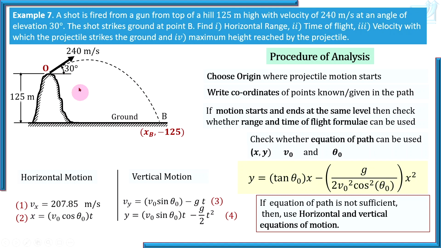So Vx is V0 cos theta 0, 240 cos 30, that is 207.85 meters per second. So x is equal to 207.85 into t. Vy, V0 sin theta 0, it is 240 sin 30, 120 minus 9.8 t. I have substituted the value of g as 9.8. And y is equal to V0 sin theta 0 t minus g by 2 t squared. So 120 t minus 4.9 t squared. So these are equations of motion for this problem. And now you are ready to answer the question.